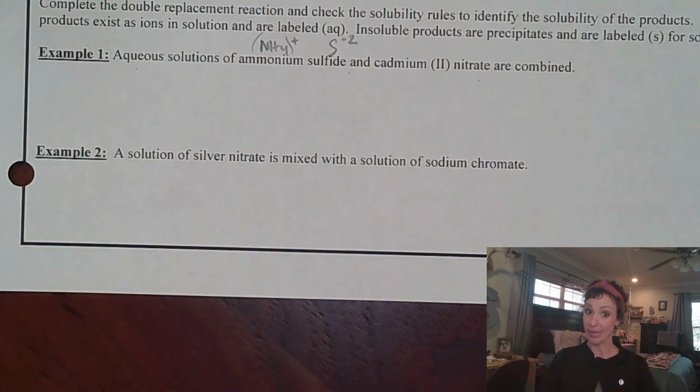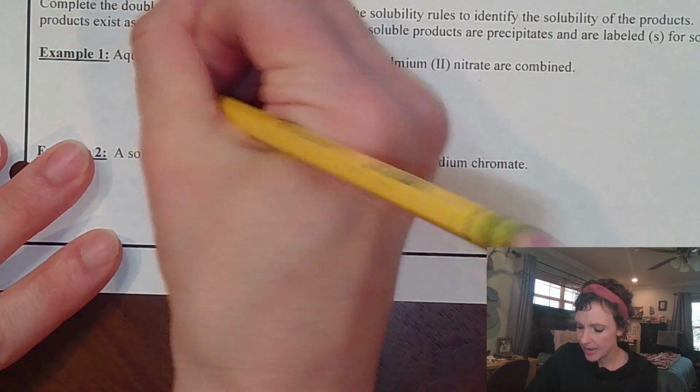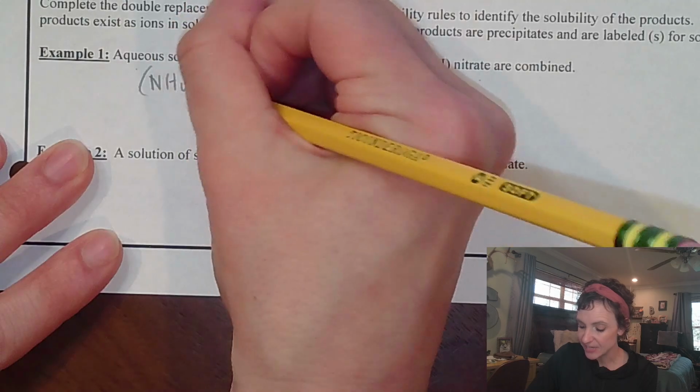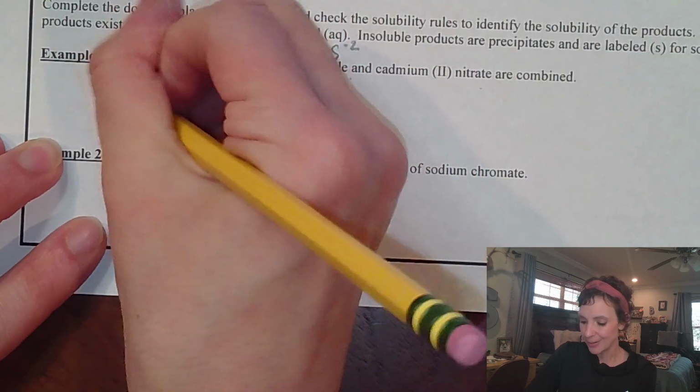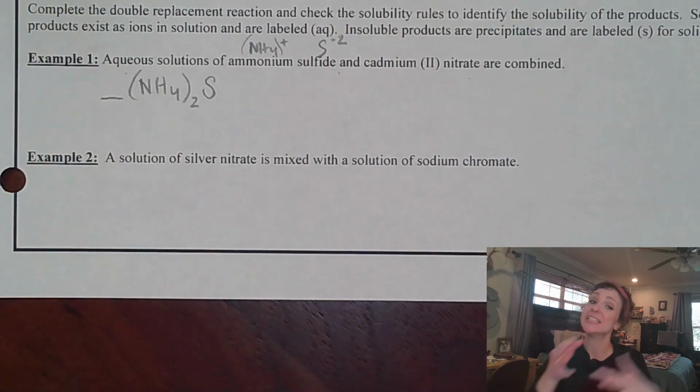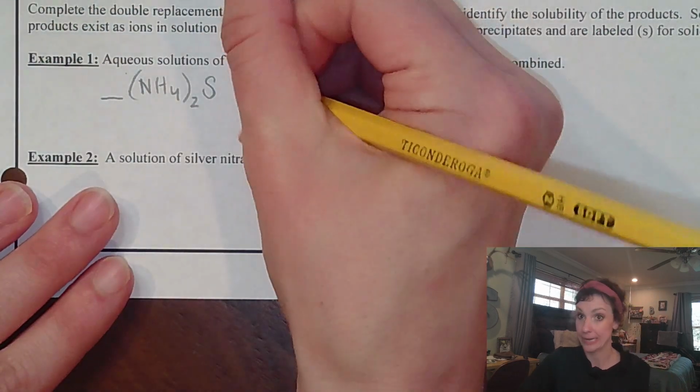So this is what I mean when I say crisscross. We take those numerical values of those charges and put them down as subscripts on the opposite ion. So I have NH4, and we said we had two of them, and we only have one sulfur. I'm going to put a little spot here for a coefficient because I'm going to assemble a chemical reaction equation, and I have to remember to put a coefficient in there or else none of it makes sense.